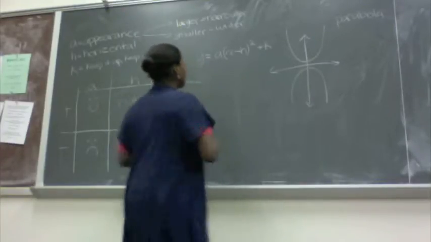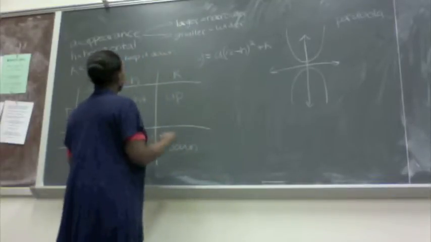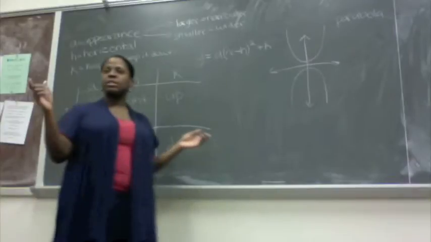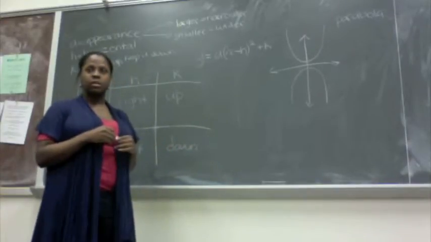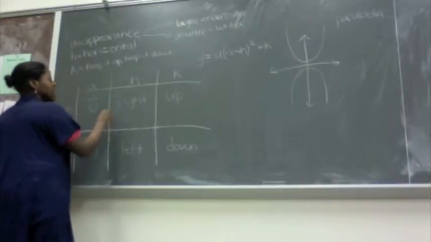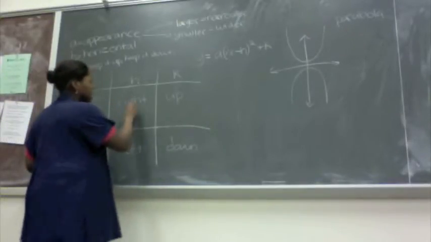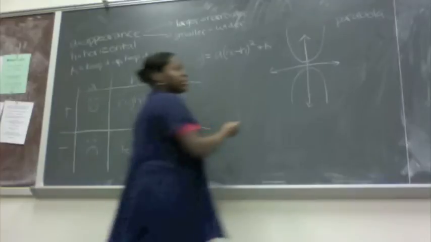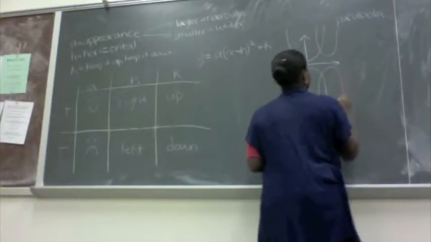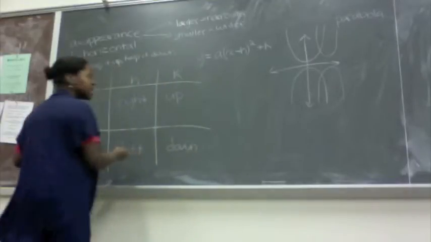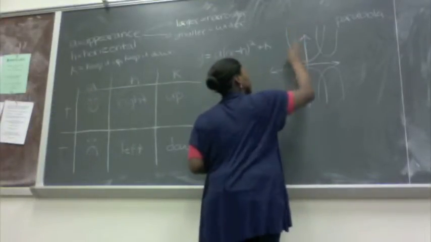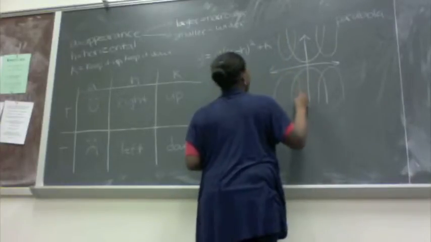So think the larger, the narrower, the smaller, the wider. Okay? So the next one is h. h stands for horizontal. Can anyone tell me what h stands for? Horizontal. Good. So if h is positive, you move the parabola to the right, like so. Or if it's down here, that way. And if h is negative, you move the parabola to the left, either this way or that way.